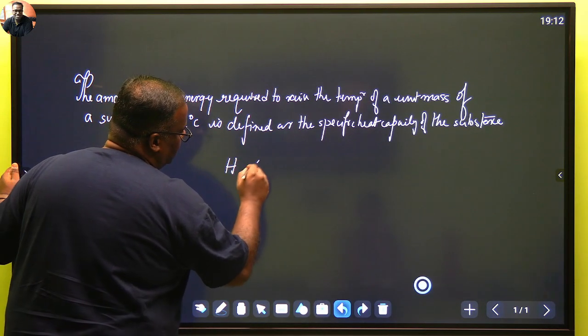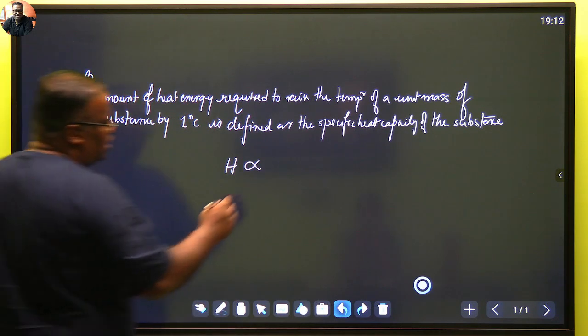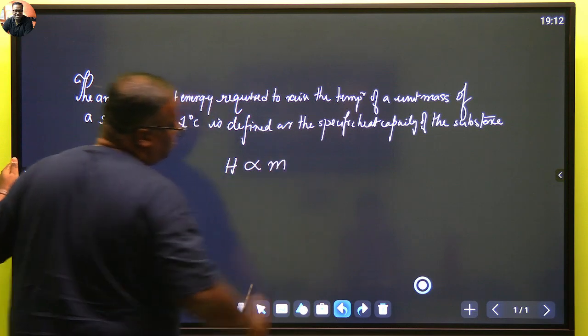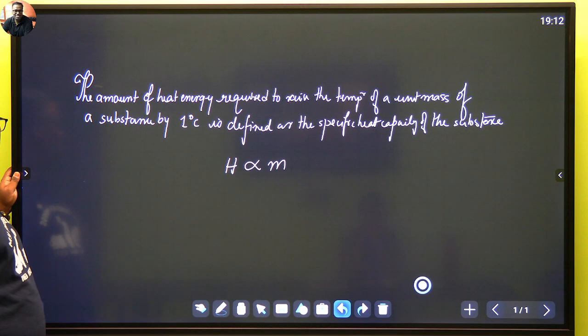Heat supplied to a body, that is heat absorbed by a body, is directly proportional to the mass of the body. Right? The more the mass, the more heat it will absorb. Obviously, heat absorbed by a body. Just say take a steel pin and take a steel kadhai. The steel kadhai will take more time to get heated up. So heat is directly proportional to mass.